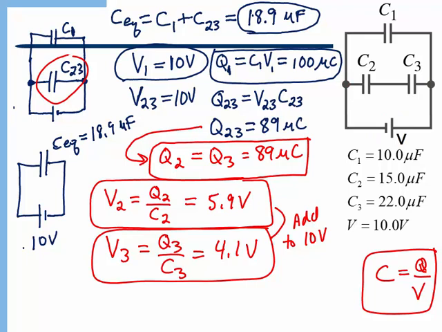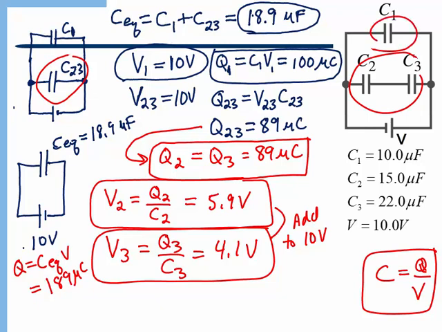Another check that we have is we can also look at the total charge. If we wanted to do that, the total charge on our equivalent capacitance, you'll notice that since Q is equal to CV, our total charge would be 10 times 18.9, 189 microcoulombs. And if we add up the charge here and the charge here, we also get 189.